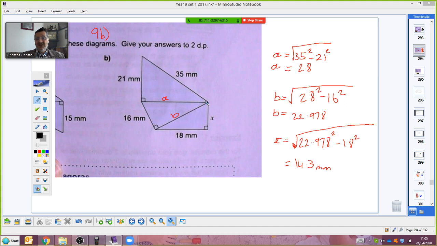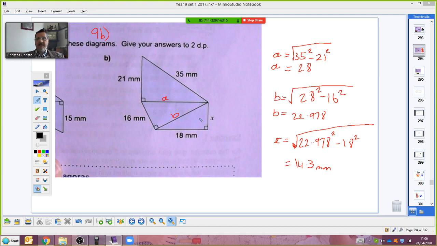Now, if you look at the positioning of A in relation to this triangle, A is in fact a long side. So to work out this little length here, I've got to take my A, which is my 28 squared, take away the other short side, 16 squared, and then square root it. That will give me B's worth, practically 23, 22.978 on my calculator. So B is 22.978, and it is in fact the long side of this little bottom triangle.